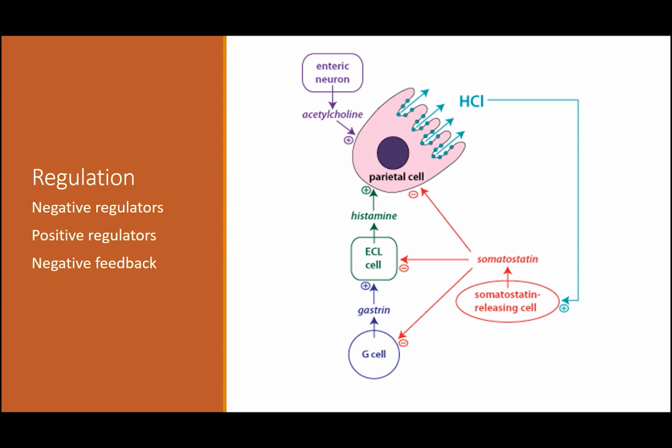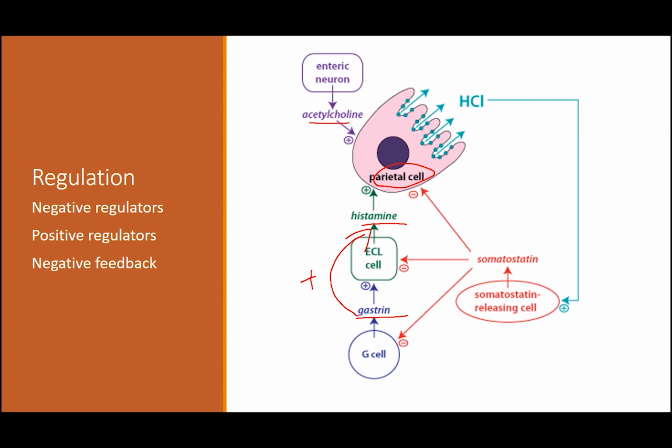As we talked about before, acetylcholine and histamine directly stimulate parietal cells to increase the acid secretion. Gastrin stimulates acid secretion by stimulating histamine release from the ECL cells, and it also has a direct effect on the parietal cells, which increases the cell numbers.